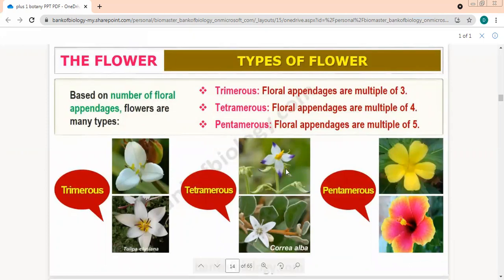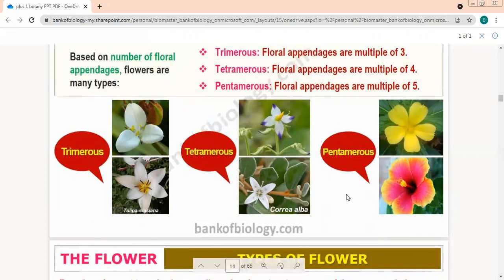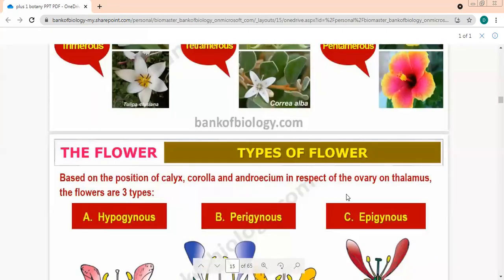Remember, it's not only 3, it is multiples of 3 as well. Floral appendages are multiples of 4. Here we have 4. यहाँ 4 ऊपर है, 4 नीचे है, दिख नहीं रहा है. However, it is 8 that they are trying to tell you. So these would be again multiples of 4. So it's going to be tetramerous. Count here how many? You can count here 5. 1, 2, 3, 4, 5. So such a flower is pentamerous. So based on number of floral appendages, flowers are of many types. We've taken up trimerous, tetramerous, pentamerous.